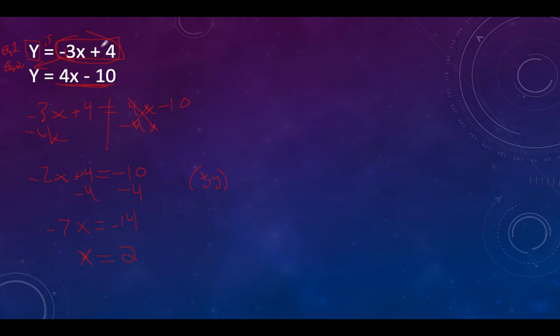So you can plug this into either of the equations for x. So we're going to sub in again, where we see x, we're going to plug in 2. So I'm just going to plug it into the top one. So you got y equals negative 3. Now there's an x there, so I'm going to say times 2 plus 4. Negative 3 times 2 is negative 6. Plus 4 gets you negative 2. So your answer is x is 2, y is negative 2.